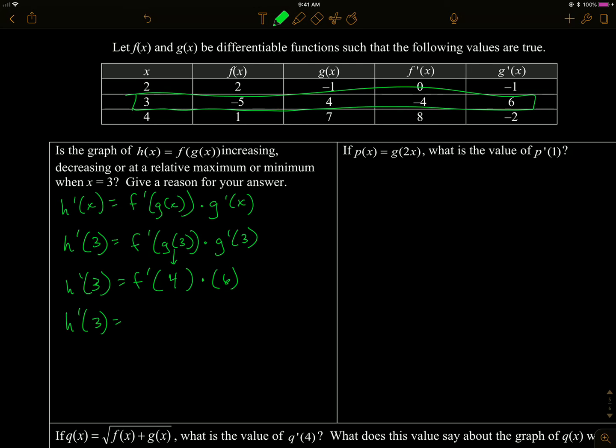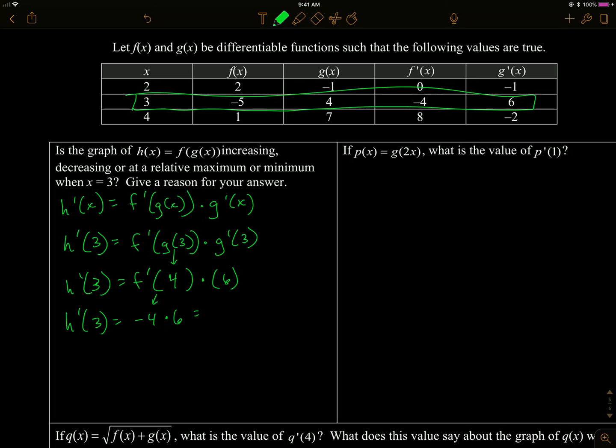F prime of 4 is negative 4, so that replaces that, times 6. So I'm getting... wait, did I do this not correctly? I feel like I made a mistake here because I already worked it out and got a different answer. Let's go back up to here for a second.